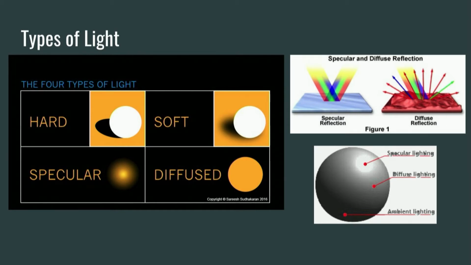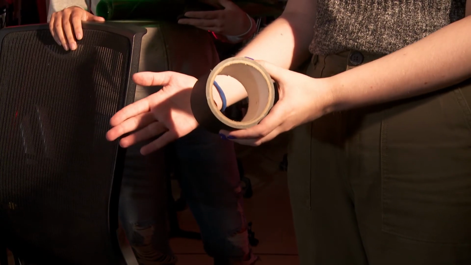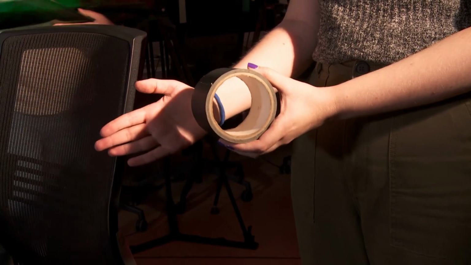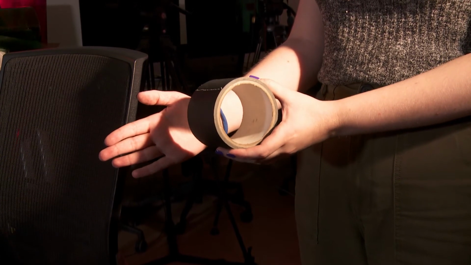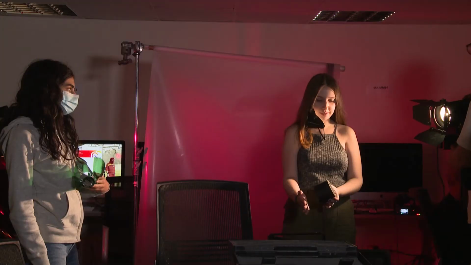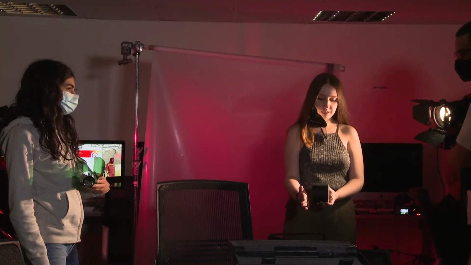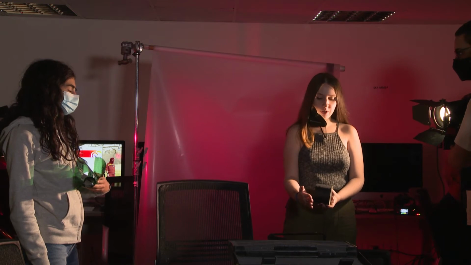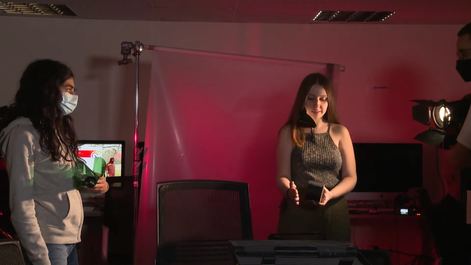So there are 4 types of light, based on how they hit a subject or an object that we see. We have hard, soft, specular, and diffused. This quality of light is what we call hard light, because what we did here is we just pointed the light source directly at the object, which is gaffer tape. And here we see its shadow. You can pretty much perceive what type of quality the light is from the shadow.